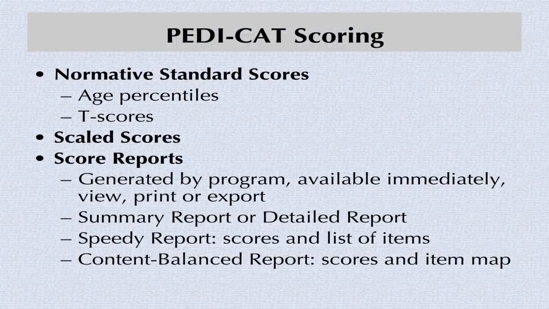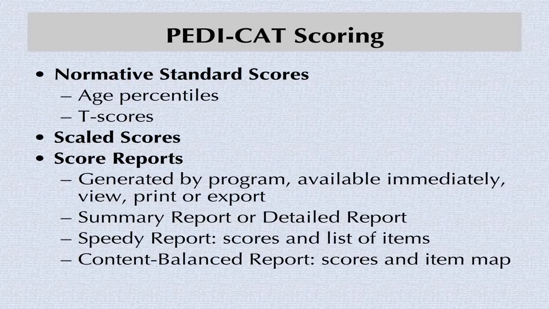The PEDI-CAT provides normative standard scores for 21 age groups. Normative standard scores are provided as age percentiles and T-scores and are intended for use by professionals to interpret a child's functioning relative to others of the same age. Scaled scores are also available for all ages and provide an indication of the child's current level of function.